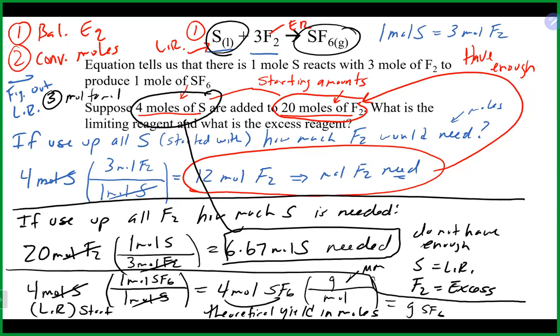Now, in addition to allowing us to figure out which one's the limiting reagent, it's really important that you go back to your starting amount of moles of your limiting reagent and not use the one you use for your calculation. The other benefit of these calculations that we did here in the middle to figure out which one's the limiting reagent is it will also allow you to figure out how much of the excess reagent is left over.